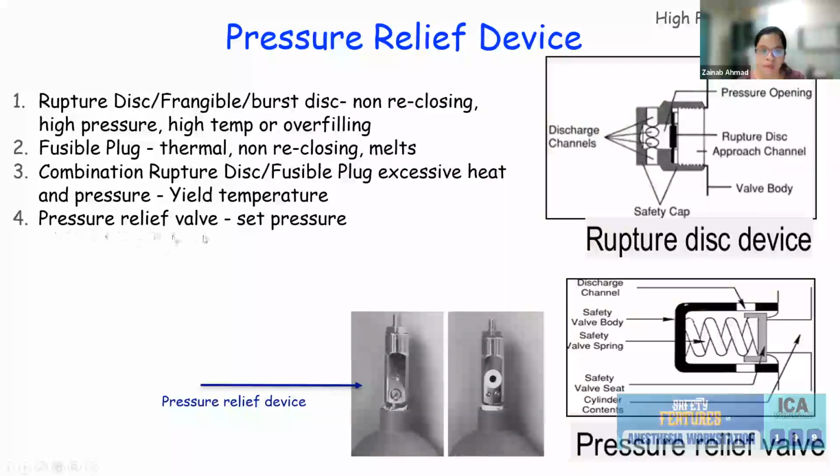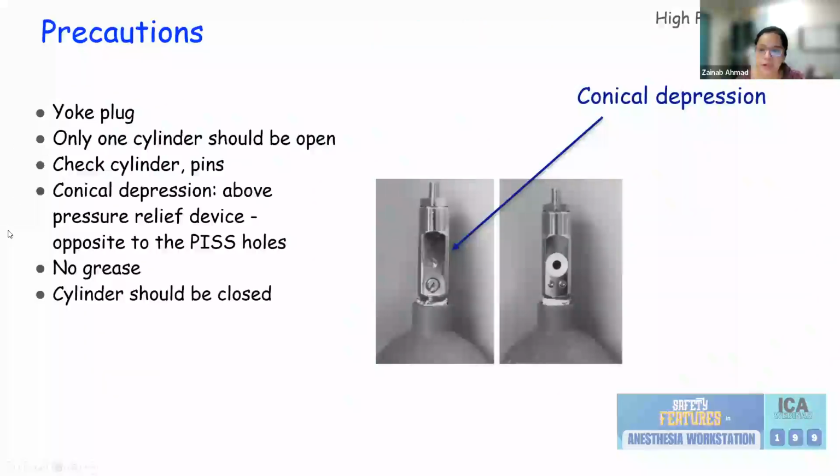Then some newer cylinders have reclosable pressure relief devices. So there's just a valve. At a certain set pressure, the valve will open, as you can see in this diagram. The valve will open and allow the cylinder's contents to be discharged, and the valve will then close again and the discharge channel will be closed. So the advantage of this pressure relief valve is that it is reclosable. Even if you have high pressure, some of the gas will be discharged, but the entire cylinder will not be destroyed.